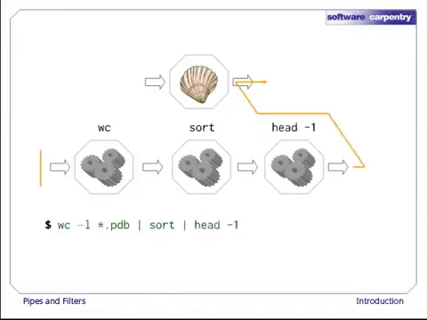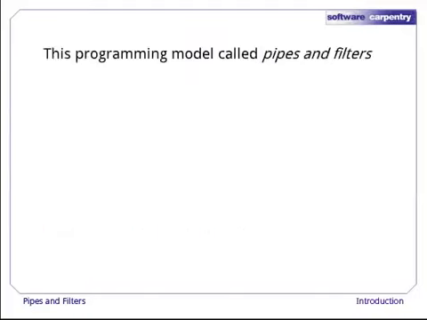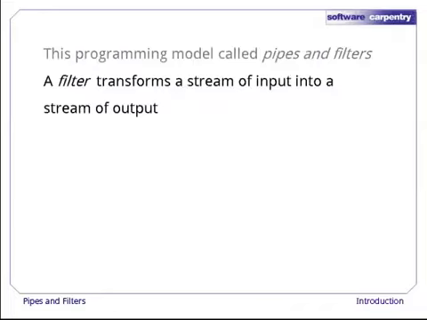And if we run wc -l star.pdb | sort | head -1, we get the three processes shown here with data flowing from the files through wc to sort and from sort through head to the screen. This programming model is called pipes and filters. A filter is a program that transforms a stream of input into a stream of output. Almost all of the standard Unix tools can work this way. Unless told to do otherwise, they read from stdin, do something to what they've read, and write to stdout.